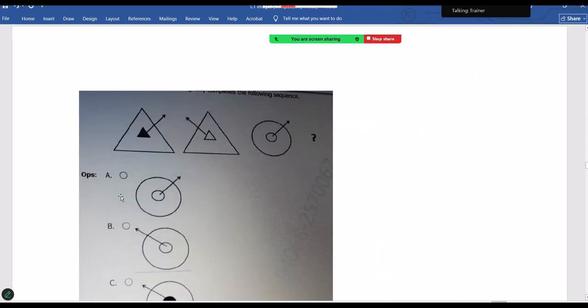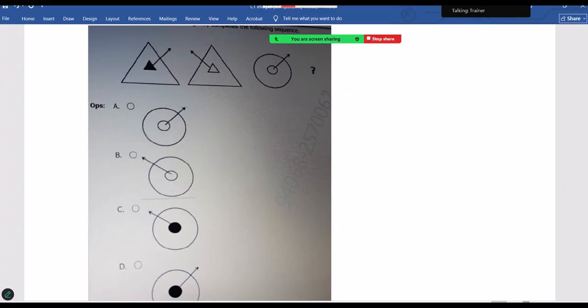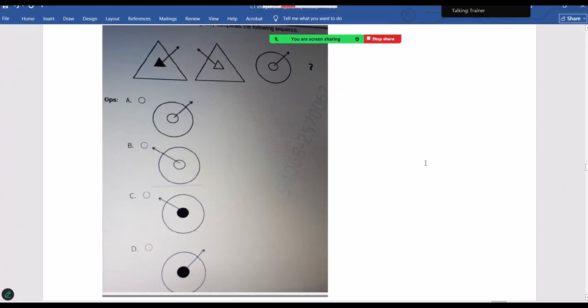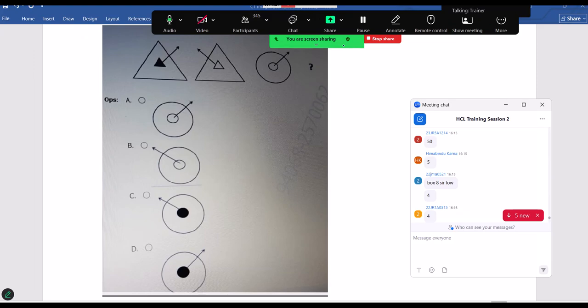Image based questions in reasoning. This is one such question. What's the answer? One of the options is not available, so I am just zooming out. Now what is the answer you are expecting? Analogy question in reasoning, you can expect this.